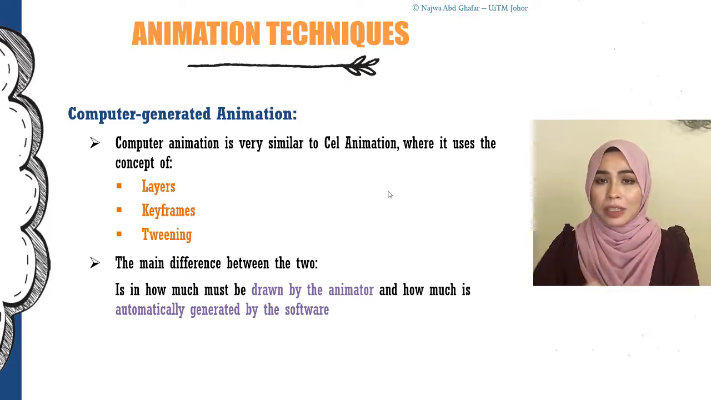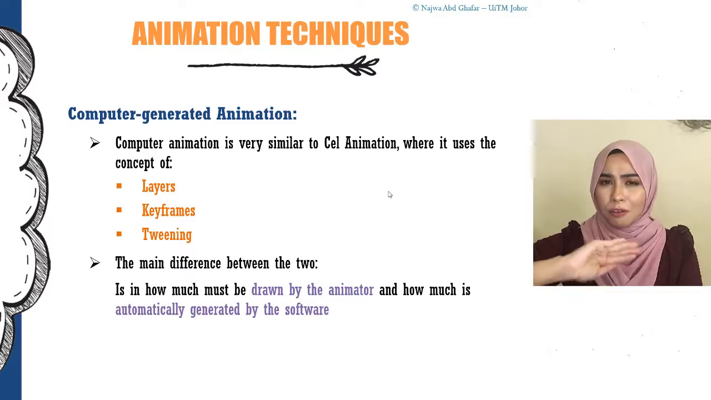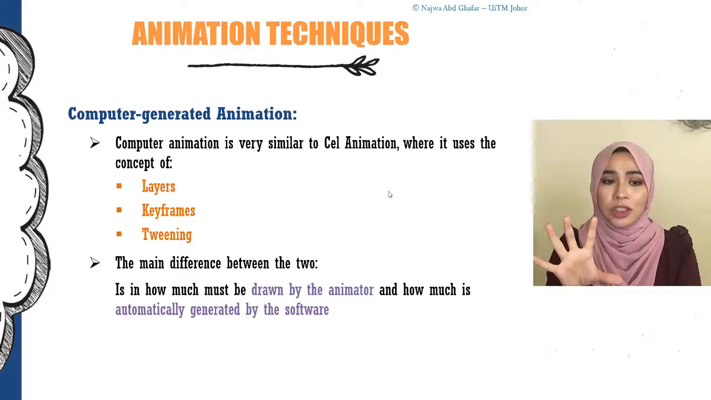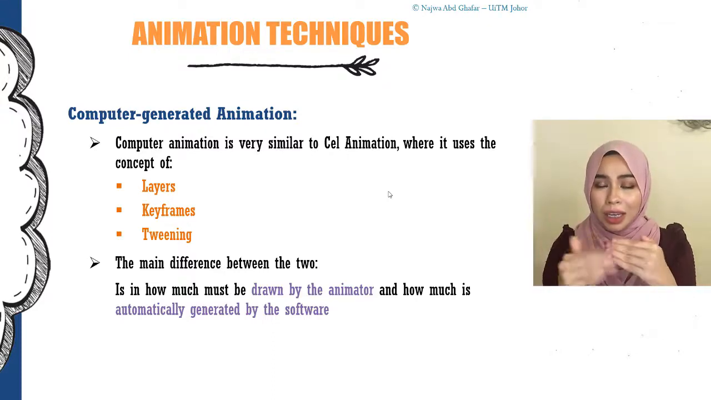A quick recap. A keyframe is the first and last action. Tweening is the frames in between to create that action. Layers are used if we have many objects within that one scene, so you can have layers of objects.